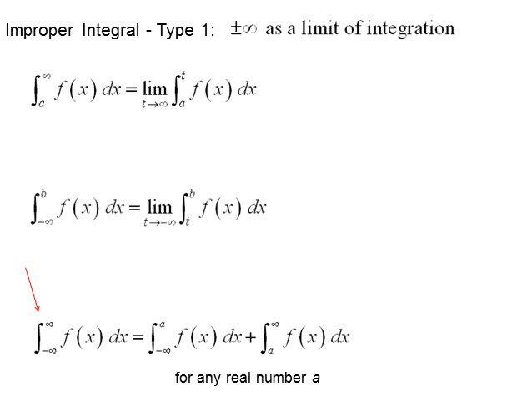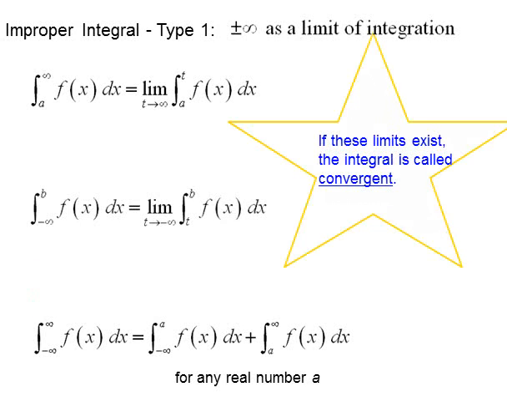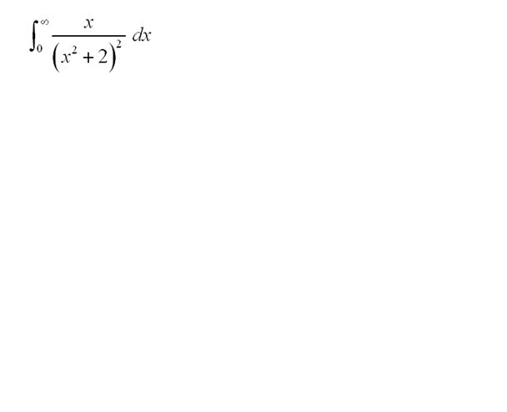When these limits exist, we say the improper integral is convergent. By the same token, if the limit did not exist, then the improper integral would be divergent. Let's look at a couple of examples.